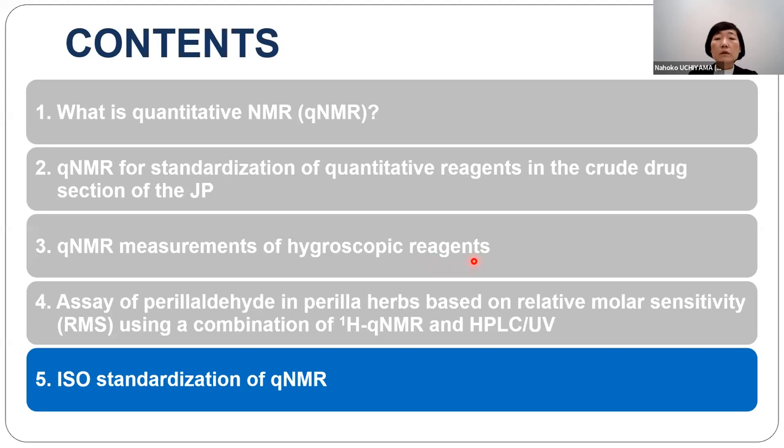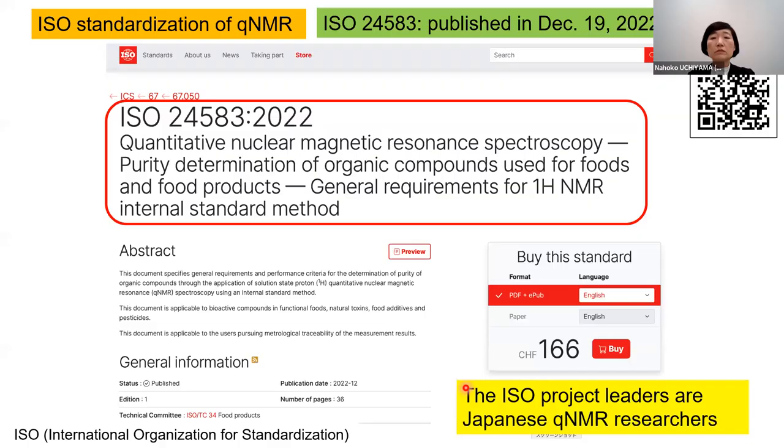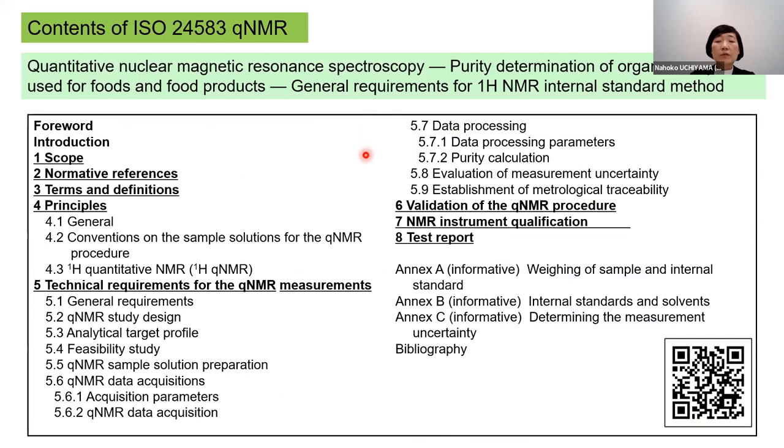The last topic is ISO standardization of QNMR. As a final topic, I would like to introduce ISO standardization of QNMR. The QNMR method was internationally standardized as ISO 24583, quantitative nuclear magnetic resonance spectroscopy, purity determination of organic compound used for food and food product, general requirement for proton NMR internal standard method, which was published on December 19, 2022. ISO project leaders are Japanese QNMR researchers and co-researchers of this QNMR study. The contents of ISO QNMR are shown here.